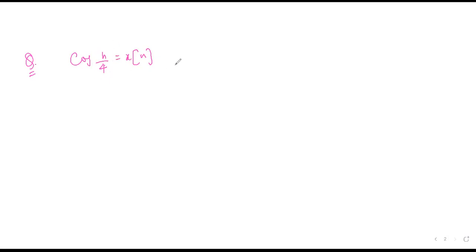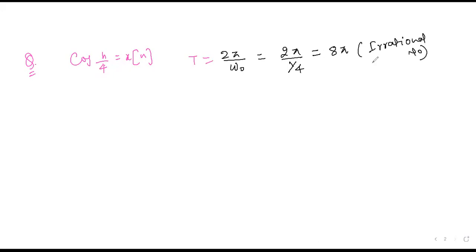So what's the value of coefficient omega naught? It is 1/4, right? So T equals 2 pi by omega naught, which is 2 pi by 1/4, and this is 8 pi. 8 times pi is an irrational number, and if it is an irrational number, then it is not periodic. Got it? If it has a pi multiplication, then it is not periodic. Got it? Next question.